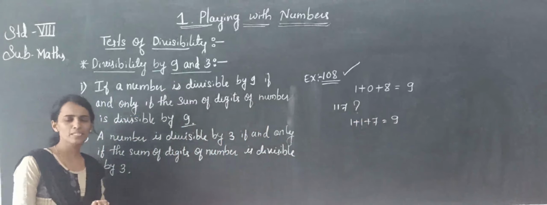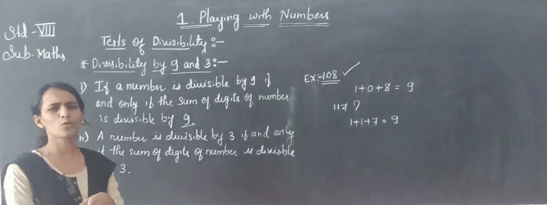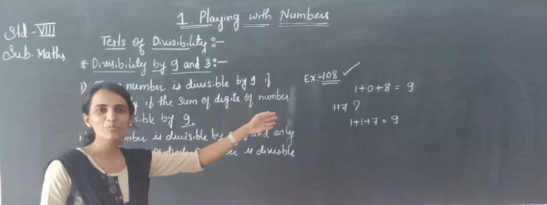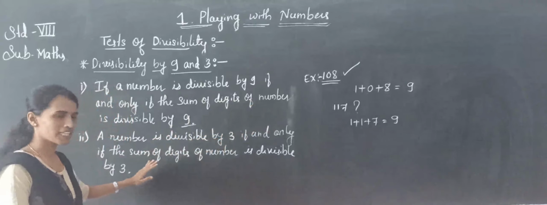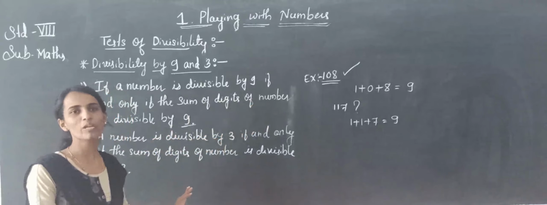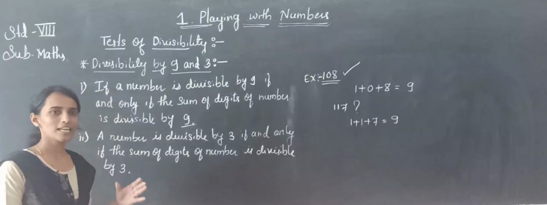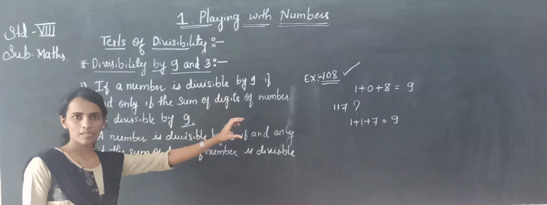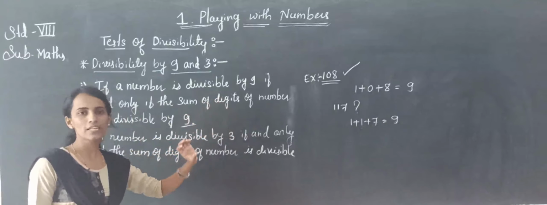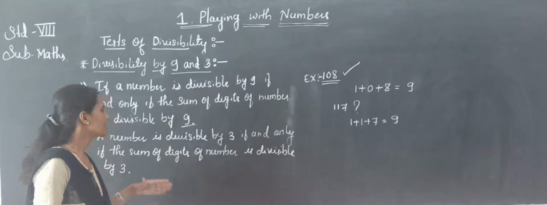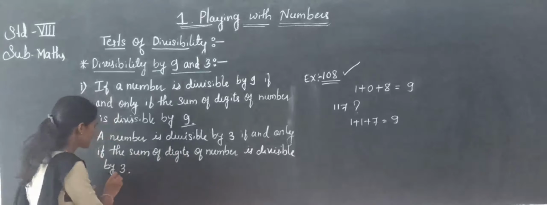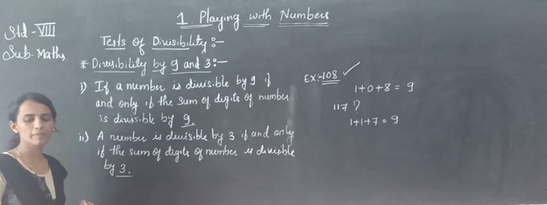Like that only is the divisibility rule of 3. So what is the divisibility rule of 3? Both are similar. If the sum of the digits of the given number is divisible by 3, then the whole number will be divisible by 3. If the sum of the digits of any given number is divisible by 3, the complete number is divisible by 3.